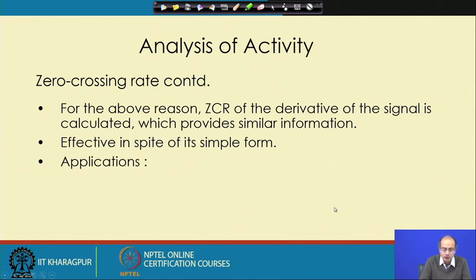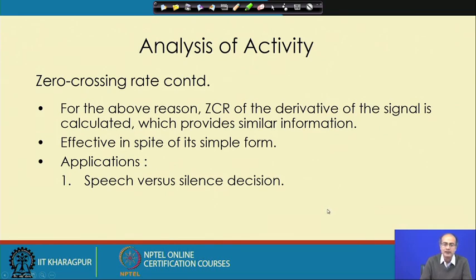And let us now look at the applications of it. The first thing is speech versus silence decision. When we are talking over the telephone or the mobile, we are speaking some of the time, and in between there are some silence periods where we are either breathing or listening to the other end. So, for all such gaps, we call it silence, when the subject is not speaking.